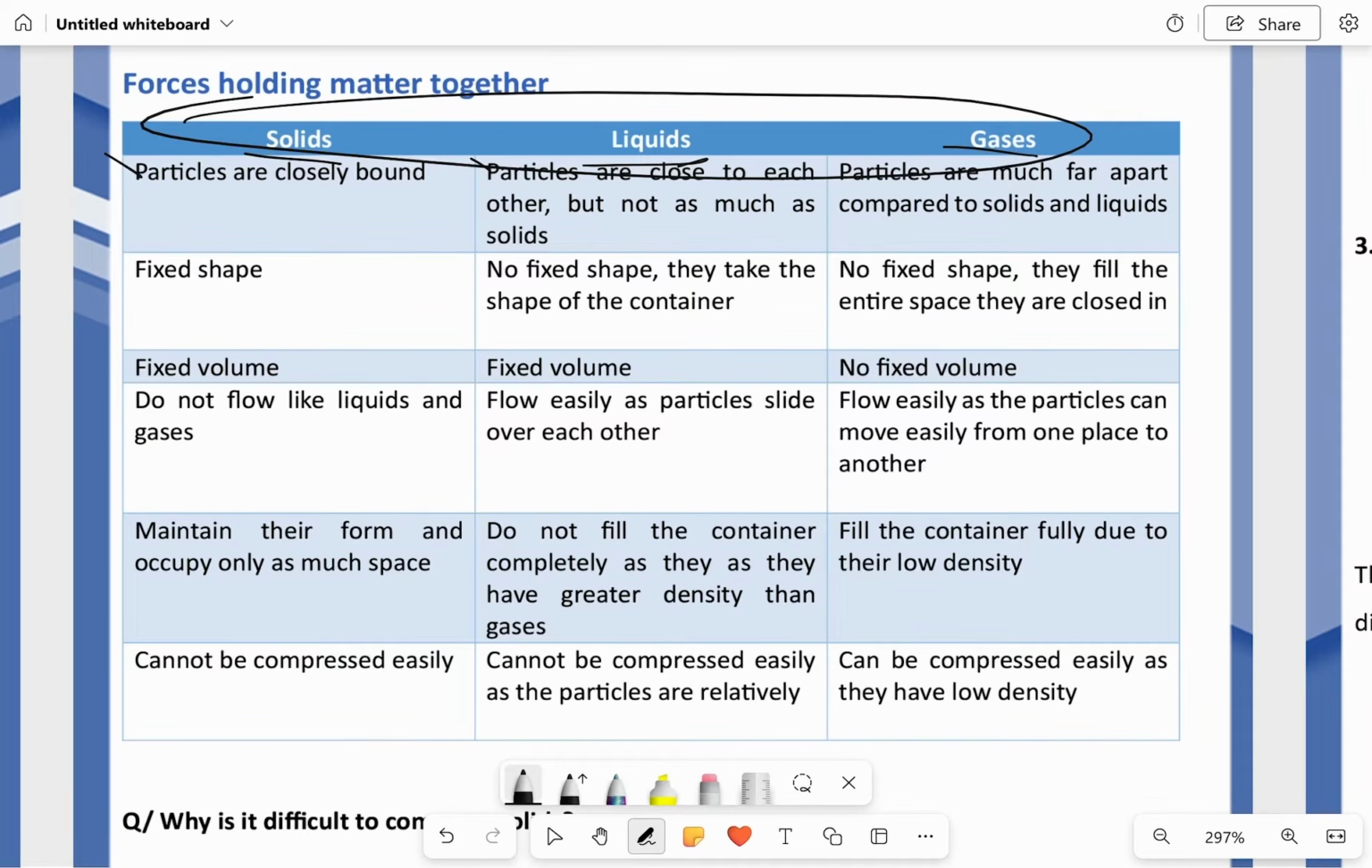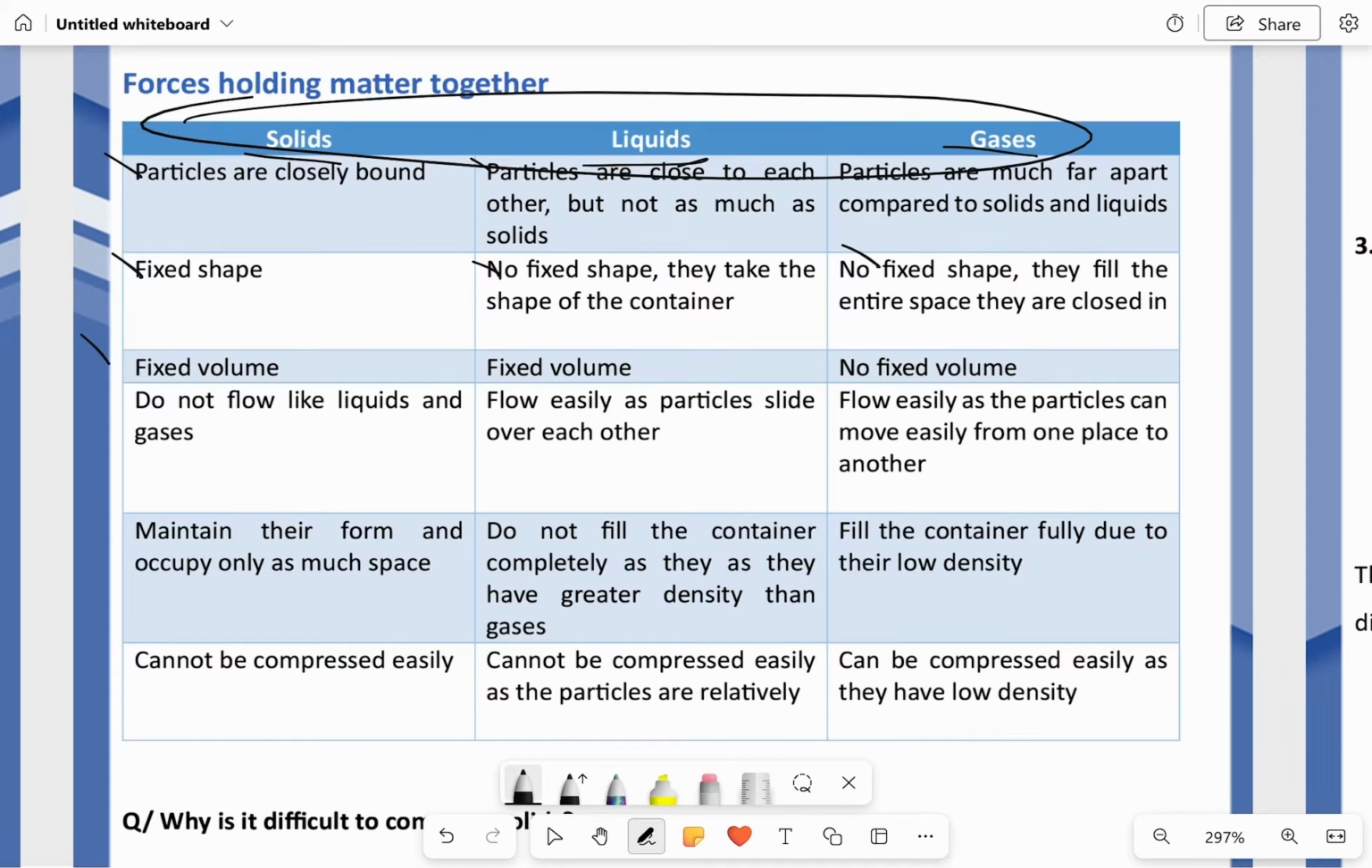Fixed shape in solids, no fixed shape in liquids. They take the shape of the container. No fixed shape in gases. Careful, they also take the shape, or they fill the entire space they're enclosed in. They don't have a shape, but they fill the entire space. For example, if you spray perfume, you'll see it will fill the entire room.